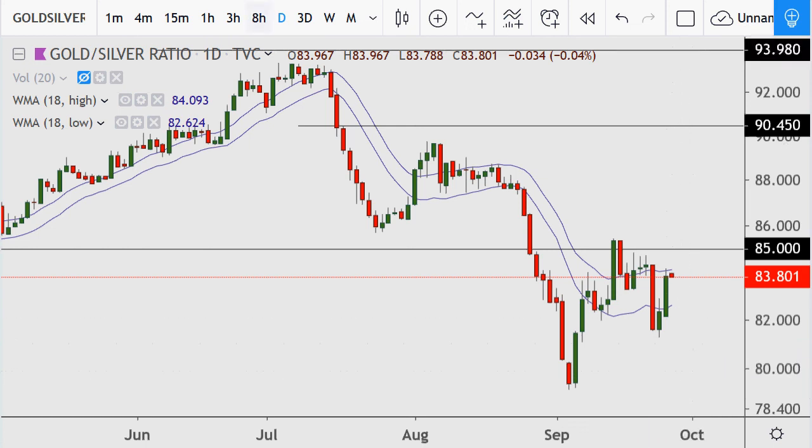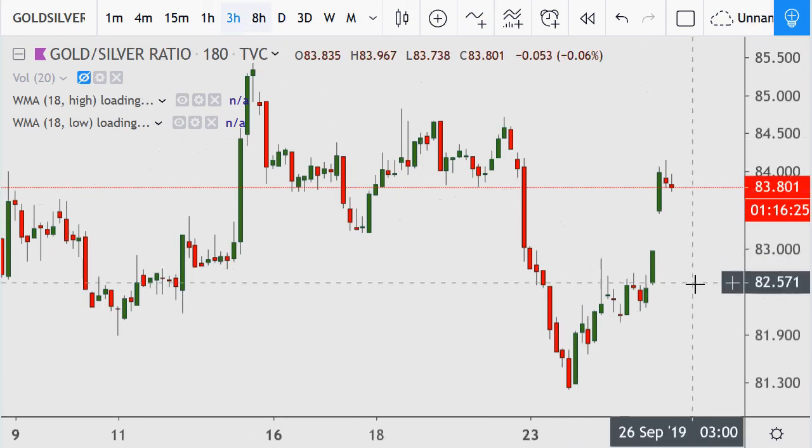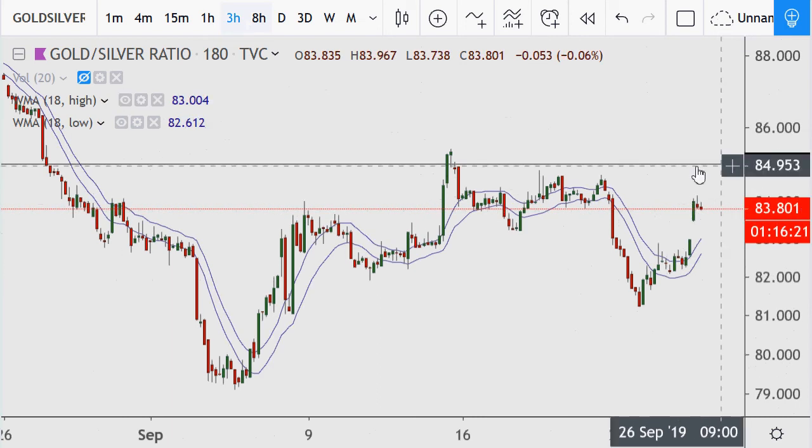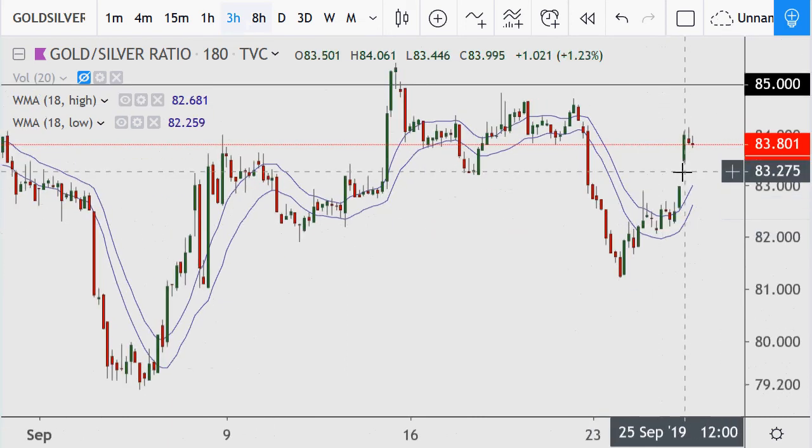Okay, looking at gold next. Actually, no, I want to take a look at the shorter term time frames because of what happened today. So throw that aside. Interesting gap in here. And my 18 averages, now they're loading. Really, I don't understand this gap in here, but anyway.